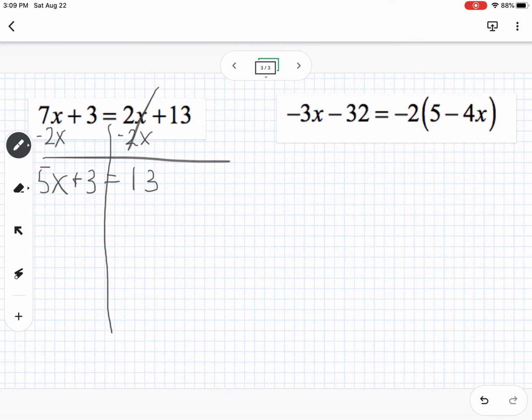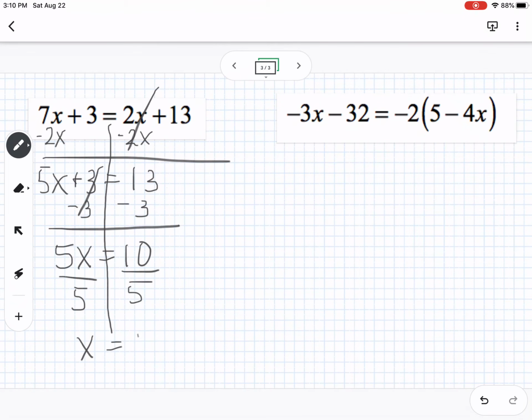Then I have 5x plus 3 equals 13. Now it becomes like the problems we just did on the previous slide, and it's a two-step problem. So we subtract 3. That cancels. We get 5x equals 10. Divide by 5. And we get x equals 2.